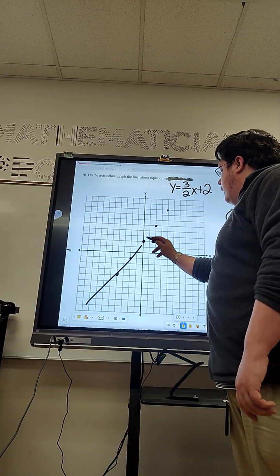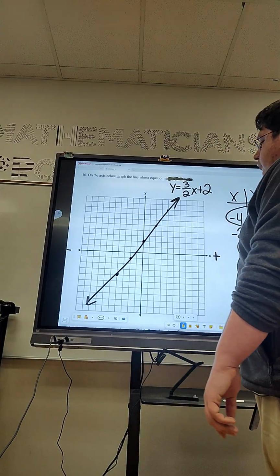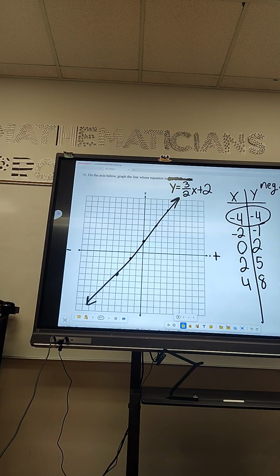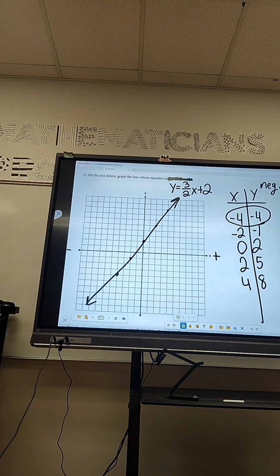And that's a pretty bad line, but whatever. I don't have a ruler. You guys will, though. But that's what the line should look like. Make sure you put the arrows at the end. Arrows show that they go on infinitely in both directions. All lines do that unless stated otherwise. So that's the completed line.